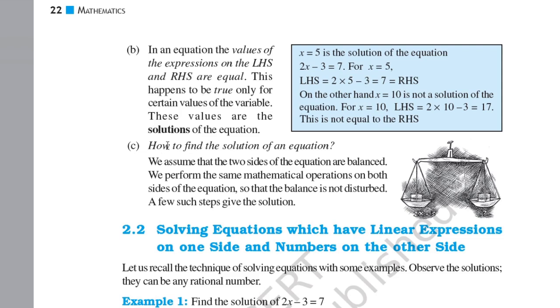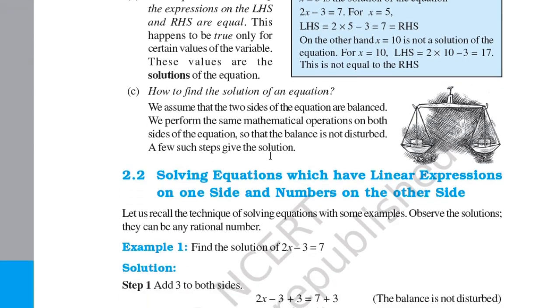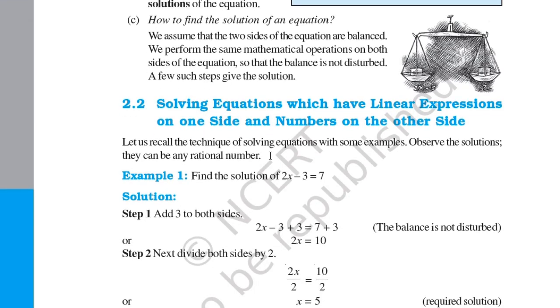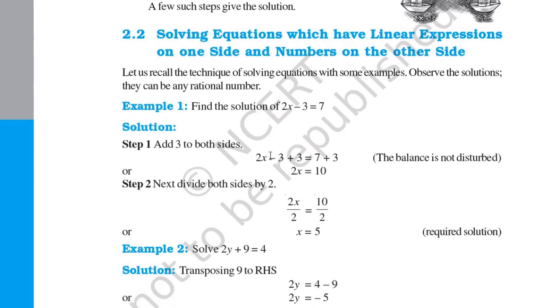So you get the idea of what they are trying to tell. Next is how to find the solution of an equation. We assume that the two sides of the equation are balanced. We perform the same mathematical operations on both sides of the equation so that the balance is not disturbed. A few such steps are given in the solution. Here you can see 2.2, solving equations which have linear expressions on one side and numbers on the other side.